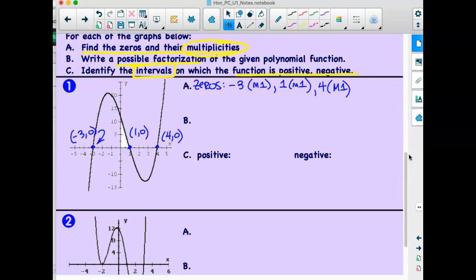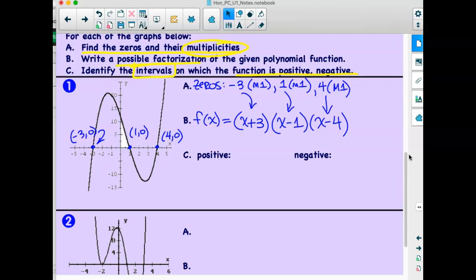So here's a possible factorization of the function. We'll call it f of x, okay? So we have x plus 3 based on that zero to the first. We have x minus 1 to the first. And we have x minus 4 to the first. So each of the zeros and their multiplicity contribute some factors, all right?